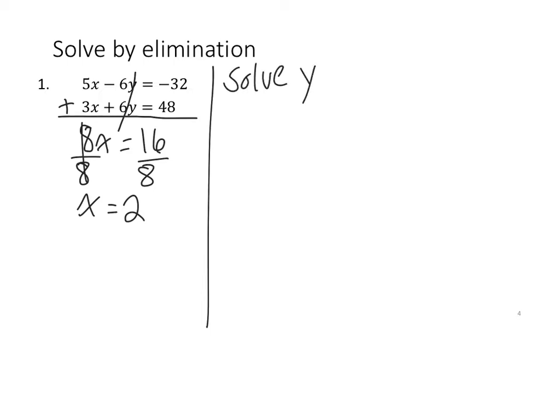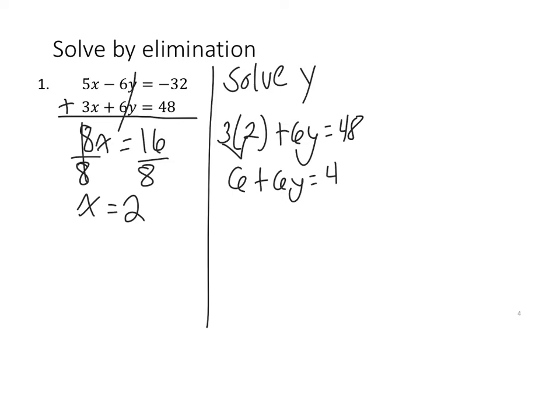Okay, so I have 3 times 2 plus 6y equals 48. 6 times 2 is 6 plus 6y equals 48. Subtract 6. So now I'm just solving for y. 6 minus 6 gives me 0.